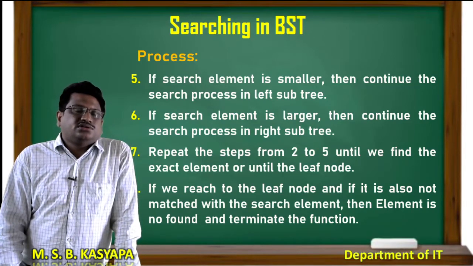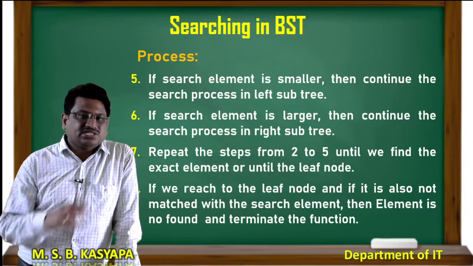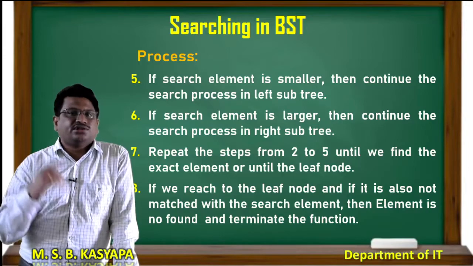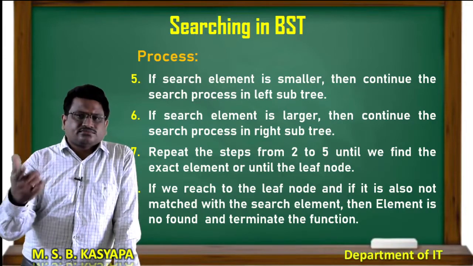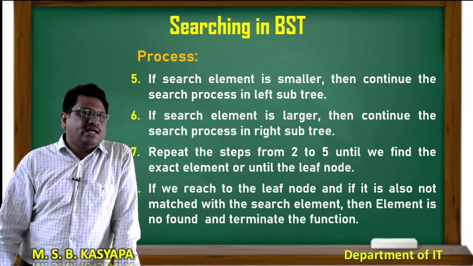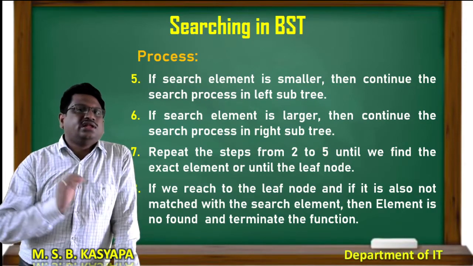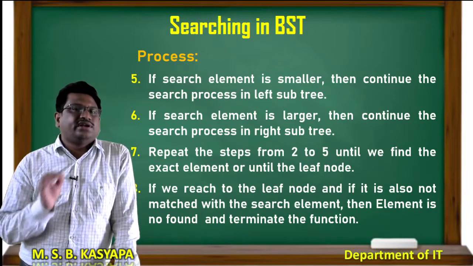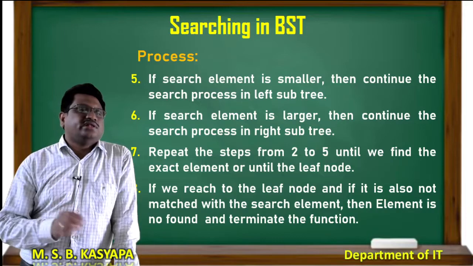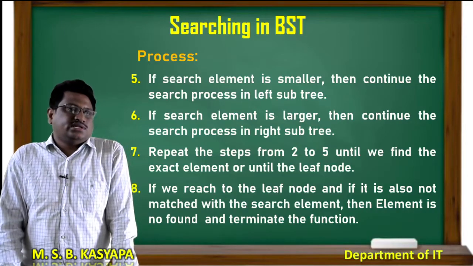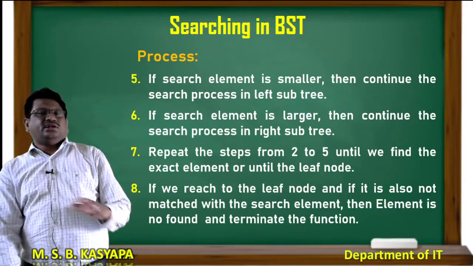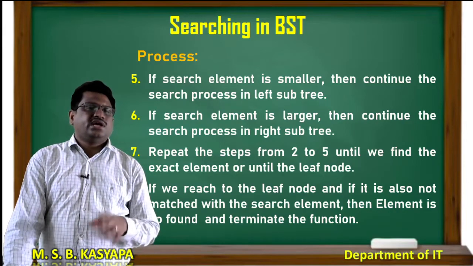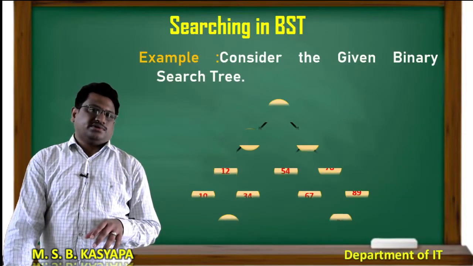In the left subtree or right subtree, I have to continue this process from the second step to the sixth step, until I find the desired value or until I find the leaf node. After reaching the leaf node also, if I didn't find the desired element, then I will close the process and report a failure. So, this is the process of searching an element in the binary search tree.